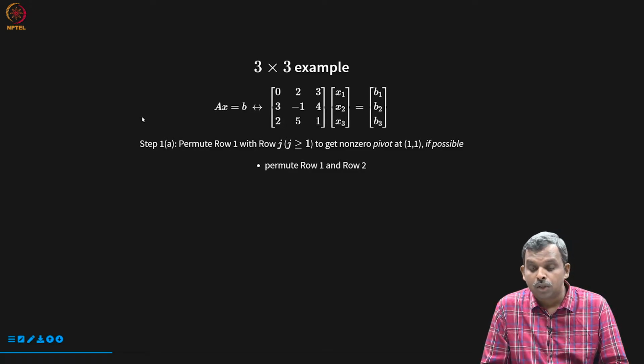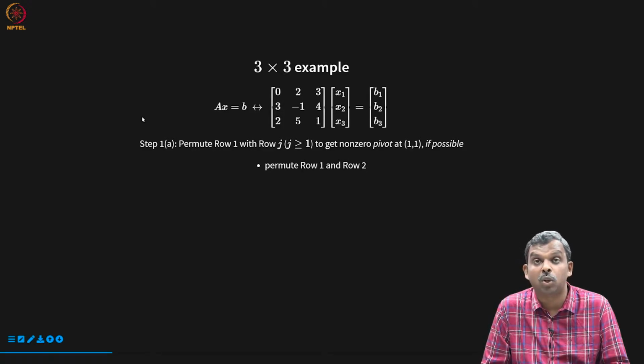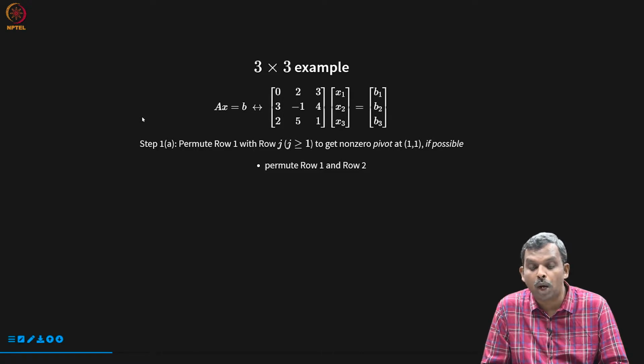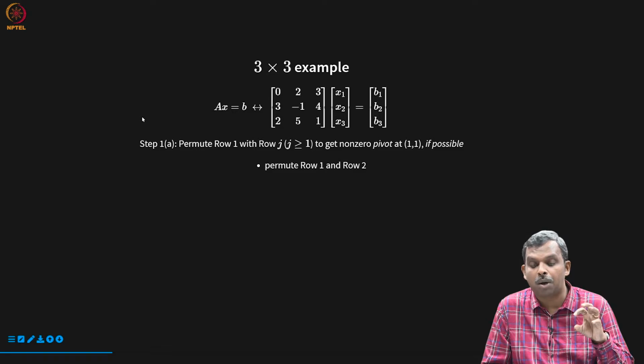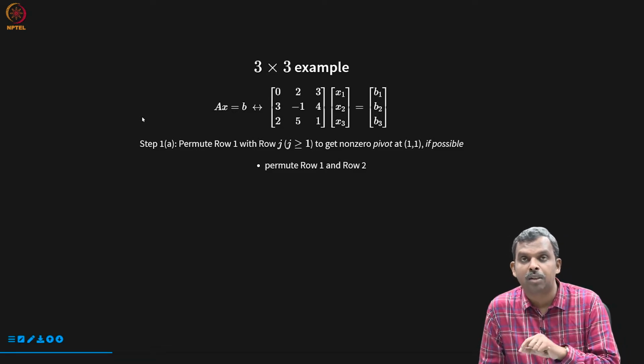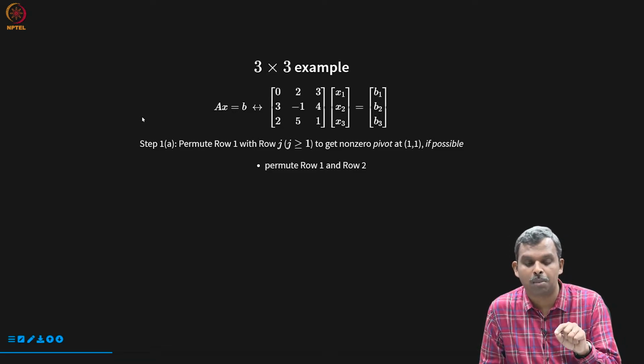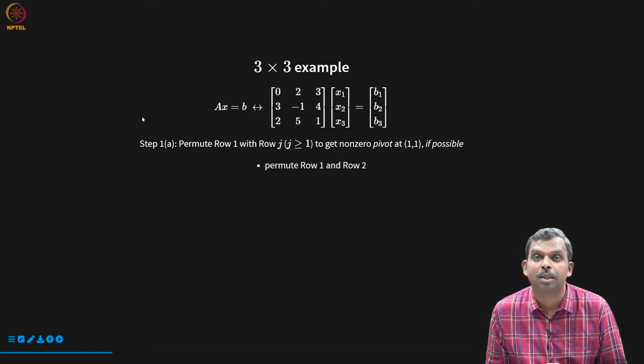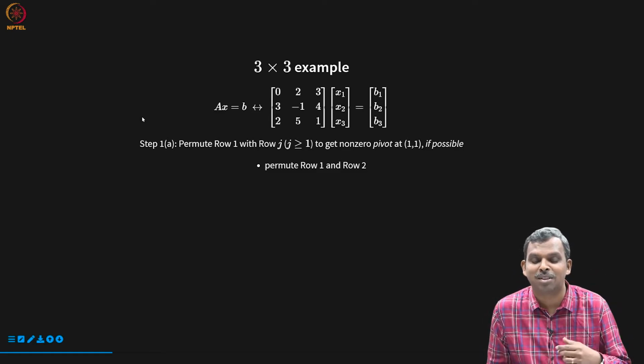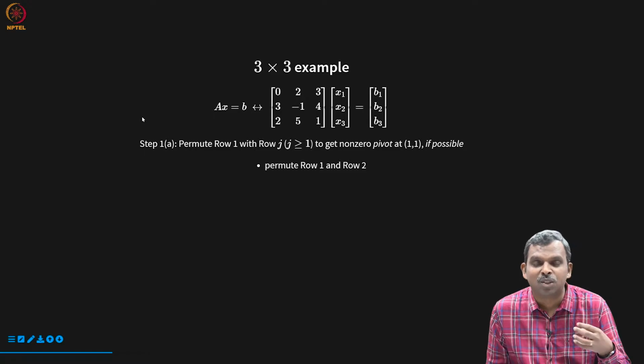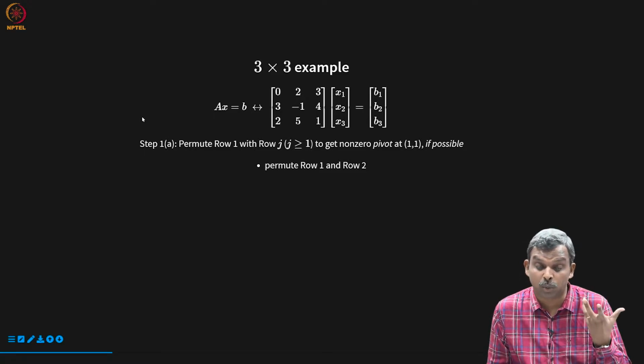Okay. So the first operation I will do, which is an invertible operation, is to permute row 1 with row j to get a non-zero pivot at 1, 1. So the first step will focus on 1, 1, the 1 comma 1 entry of the matrix. If you remember from our examples, you want that to be non-zero, right? So can you make 1 comma 1 non-zero?